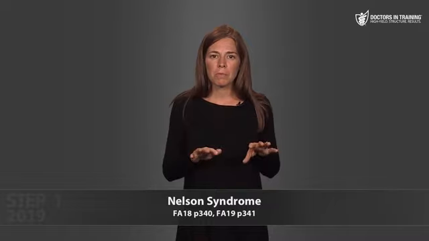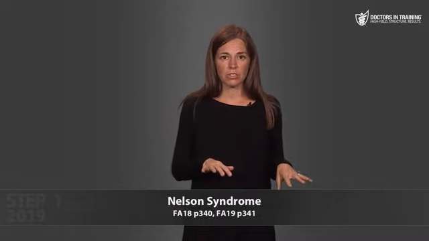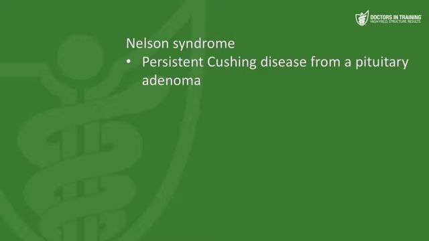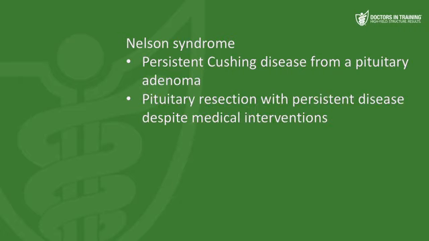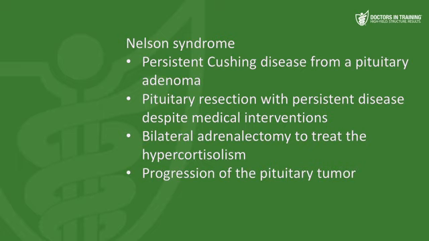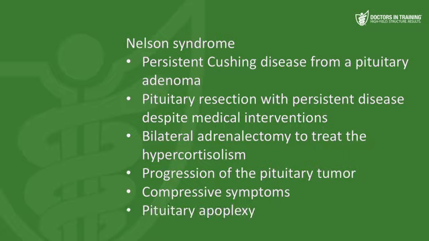Okay, so before we wrap up, let me mention one more related condition, which is called Nelson syndrome. Nelson syndrome occurs in a patient who had persistent Cushing disease from a pituitary adenoma. Usually the clinical scenario is the patient had pituitary resection and the disease persisted despite this and possibly other medical interventions, and eventually the patient has bilateral adrenalectomy to treat the hypercortisolism. Then in response to the lack of adrenal feedback, over time the patient can develop progression of the pituitary tumor even if it seemed gone before. So of course this doesn't cause hypercortisolism again because the adrenal glands are gone, but it can grow and cause compressive symptoms or even pituitary apoplexy.